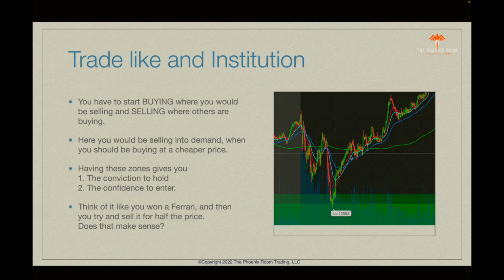Right? Think of it like you want a Ferrari and then you try and sell it for half the price. Does that make sense? Right? If you go to Vegas, you win a Ferrari on the gambling tables, and it's worth $250,000, and the next day you go selling it for $150,000. That's just stupid. So you got to think, trade like an institution. They're sharks, and they're out there to make money.